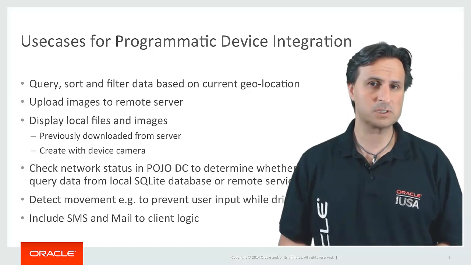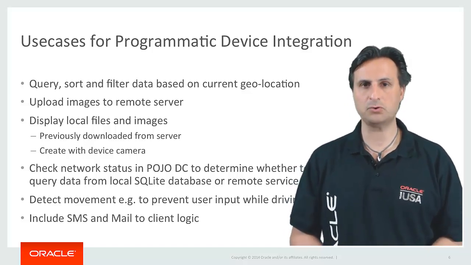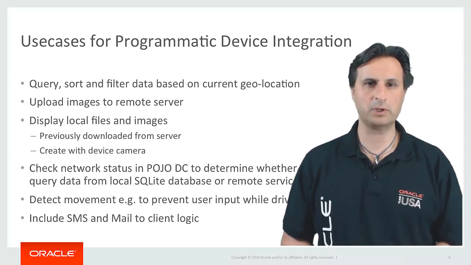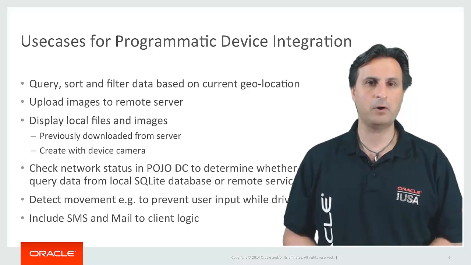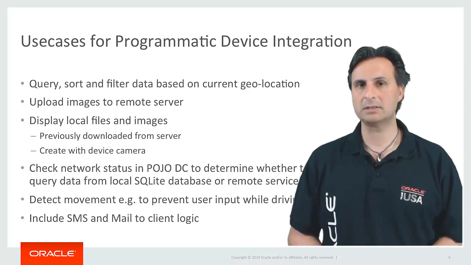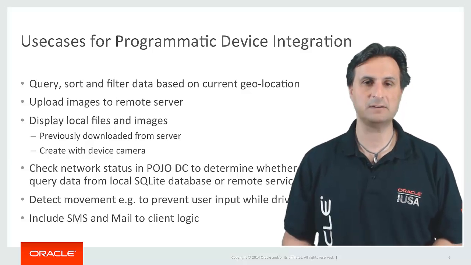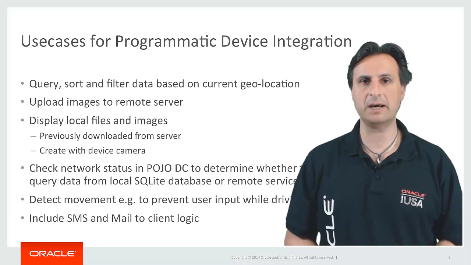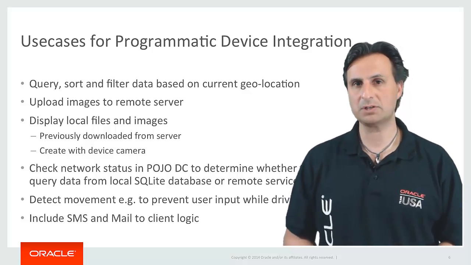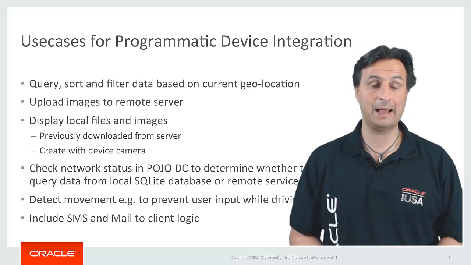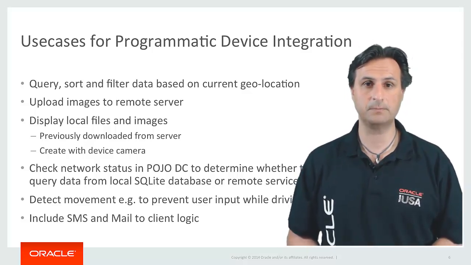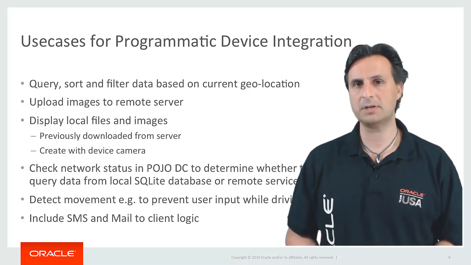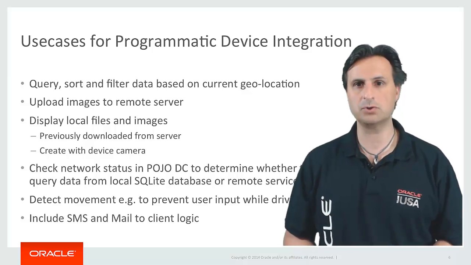You could check the network status. For instance, if you're working with a POJO data control, and if you don't know what a POJO data control is, just go to one of the previous recordings and you will learn all about it. Now, if a POJO data control needs to make this decision whether to query data from a remote web service or query data from a local storage like SQLite, then accessing the network status in Java will help it to make this decision. So different strategies in reading and writing data, and knowing about the network status surely helps, and that is what you can do through Java as well.